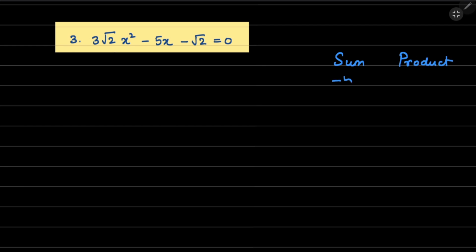Sum is nothing but minus 5. Product is nothing but 3 root 2 multiplied by minus root 2, which is root 2 into root 2 is 2, 2 3s are 6. So again it is minus 6. Right? So what are the two values that you can put here? So 6 and 1. Right, minus 6 and plus 1. So minus 6 plus 1 is minus 5, minus 6 multiplied by 1 is minus 6. So let's do it. So 3 root 2 x square minus 6x plus x minus root 2 equal to 0.